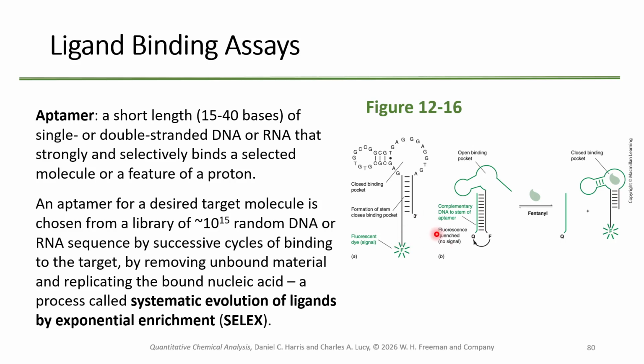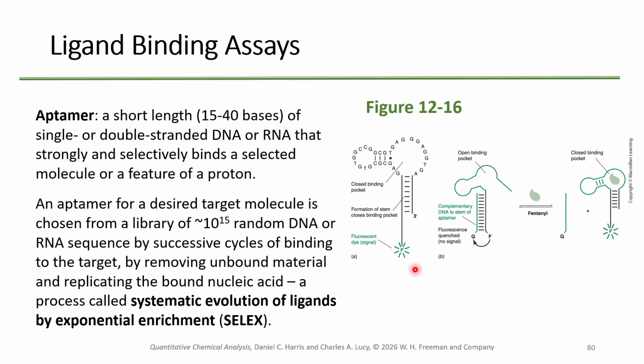An aptamer for a desired molecule is going to be chosen from a library of about 10 to the 15th random DNA or RNA sequences by successive cycles of binding to the target, removing unbound material, and replicating the bound nucleic acid. This is going to be a process that's called SELEX, systematic evolution of ligands by exponential enrichment.